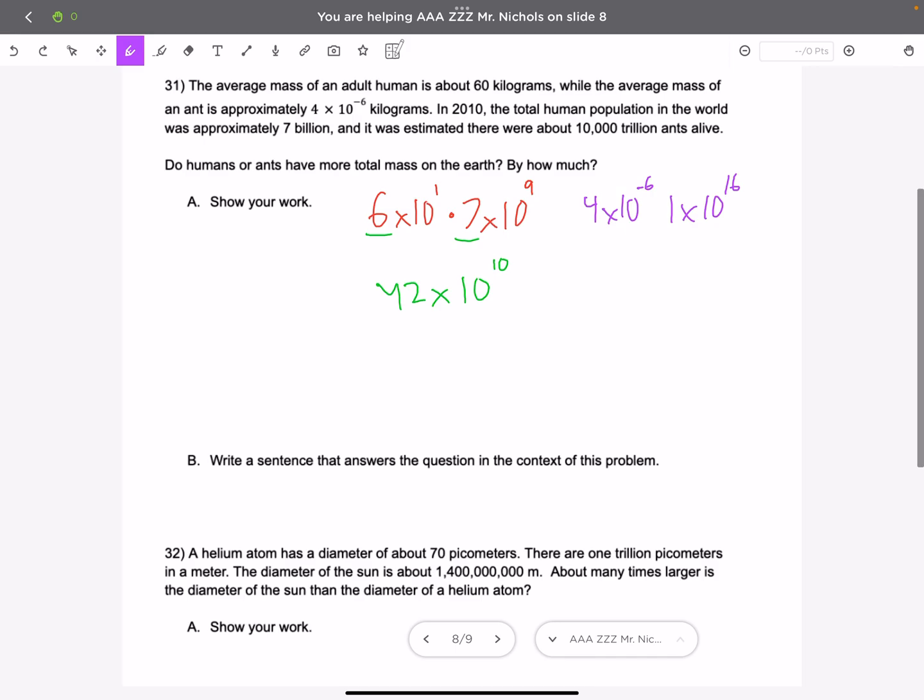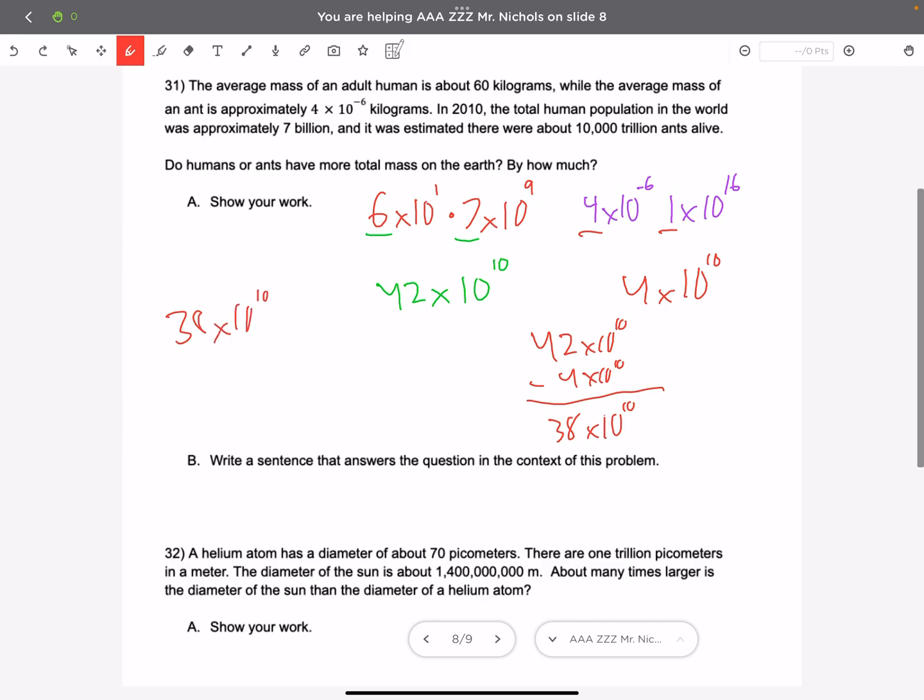And so when we do this, we get 4 times 1. Here, I'll do that in red. 4 times 1, and that becomes 4 times, now minus 6 plus 16 is just 10 to the 10th power. And look here, 42 times 10 to the 10th, 4 times 10 to the 10th. Which is bigger? Clearly humans. In which case, I would just do 42 times 10 to the 10th minus 4 times 10 to the 10th. And when I do that, my answer is going to be in 10 to the 10th, but it's going to be 38 times 10 to the 10th.